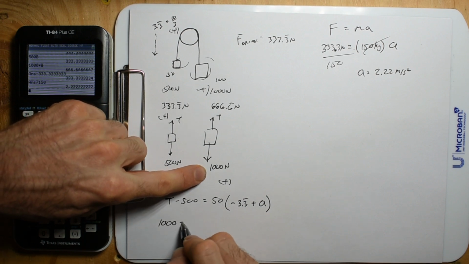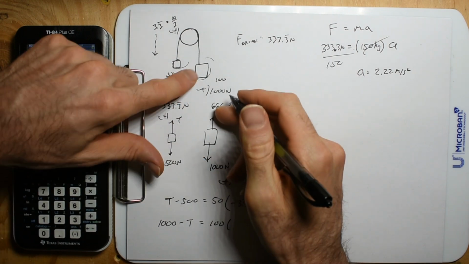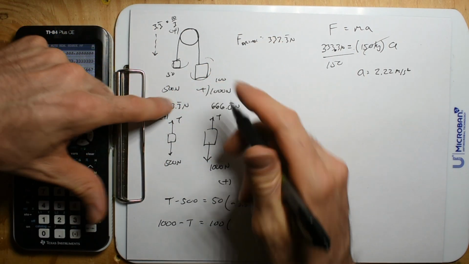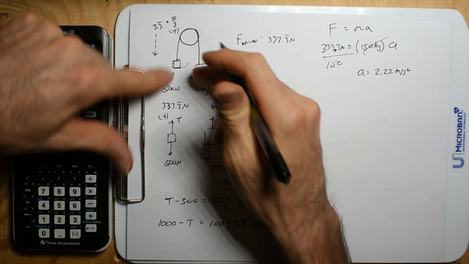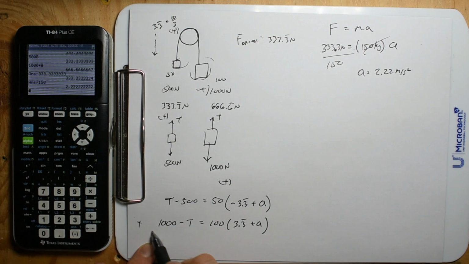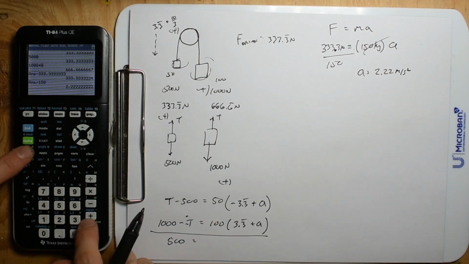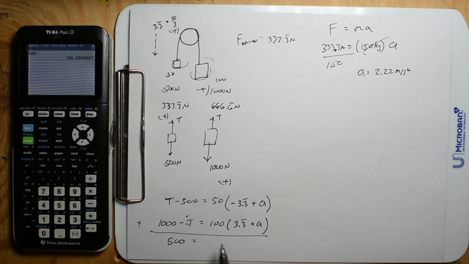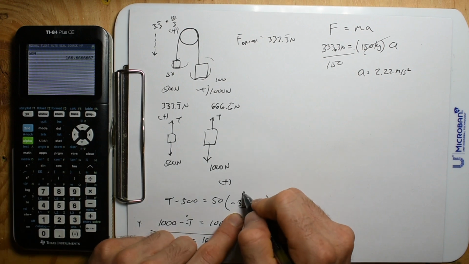So we have 1,000 minus T is equal to 100. And then this one is going in the right direction of the frame of reference falling, so it's 3.3 plus A, and this thing might be accelerating around this pulley, so we have that A. We're going to add these two equations to get rid of the T, so again we have 500 is equal to 50 times alpha A, and alpha A in my calculator is just this 3.3.